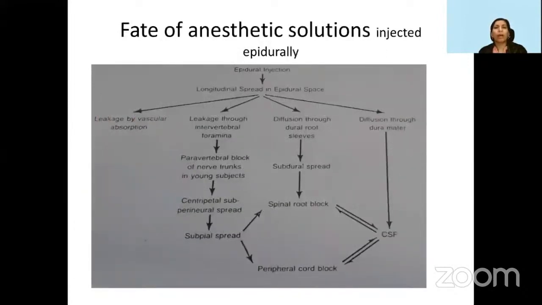So what is the fate of anesthetic solutions injected epidurally? After the longitudinal spread in the epidural space, there is leakage by vascular absorption, leakage through the intervertebral foramina, diffusion through the dural root sleeves, and diffusion through the dura mater into the CSF.